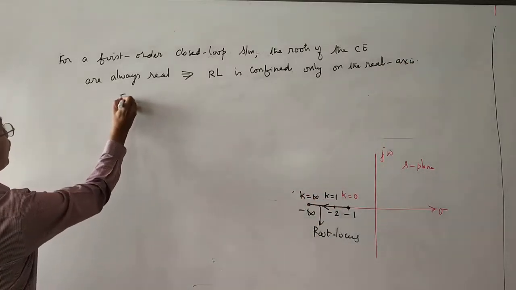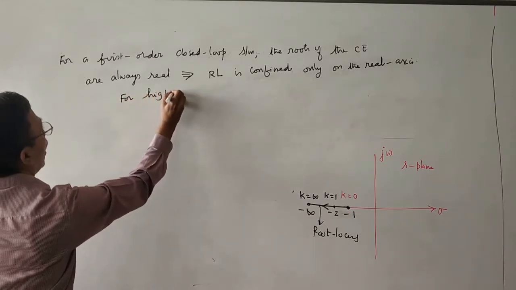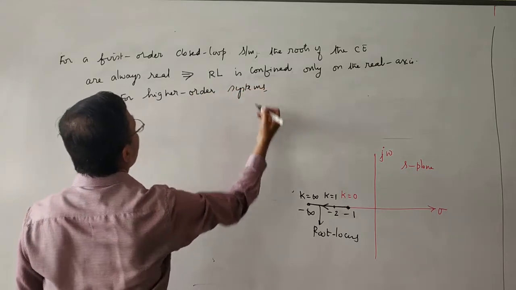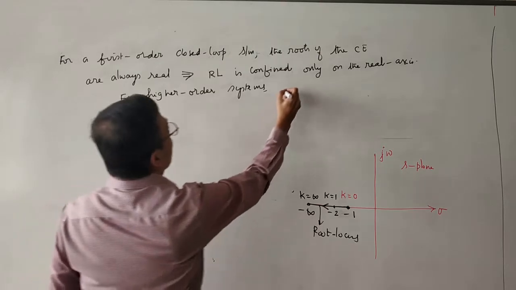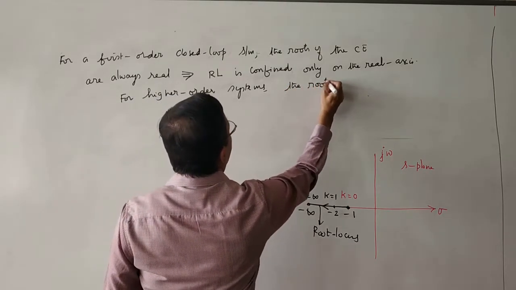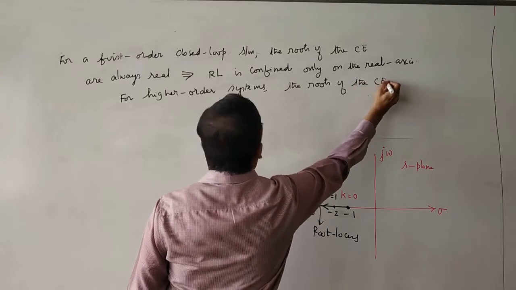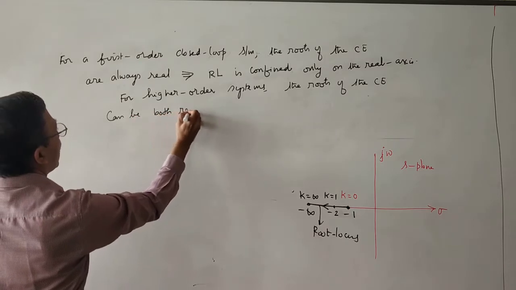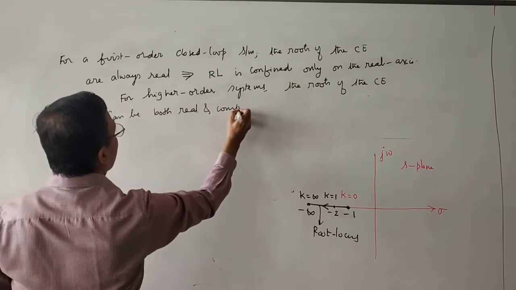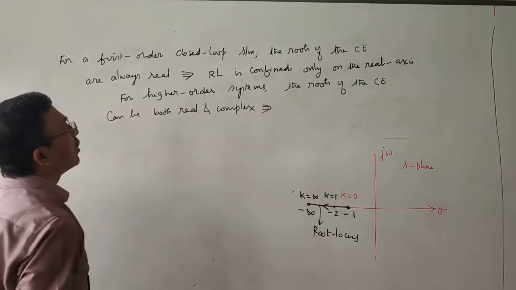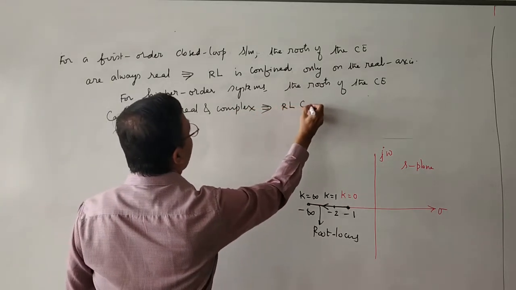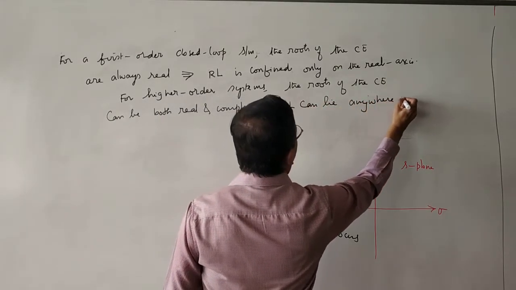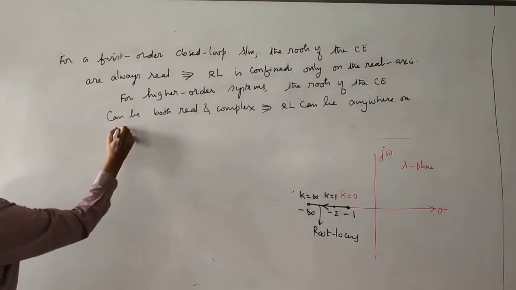For higher order systems, meaning closed loop systems, the roots of the characteristic equation can be both real and complex, implying root locus can lie anywhere on the S plane.